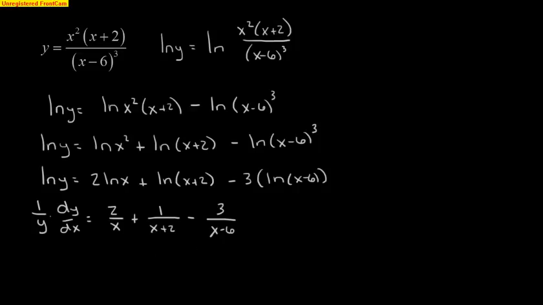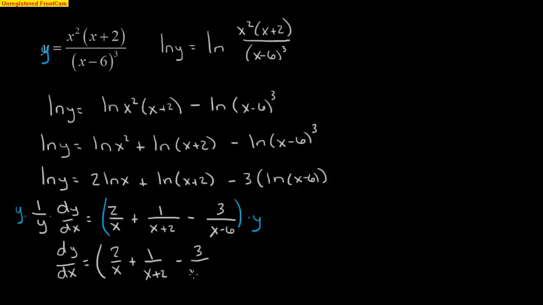And then my final thing again, you've got to multiply both sides by y. And again, y was the original. There's your y right there. Okay? And so your final answer, dy/dx, is equal to 2 over x plus 1 over x plus 2 minus 3 over x minus 6, times the original, x squared times x plus 2, all over x minus 6 quantity cubed.